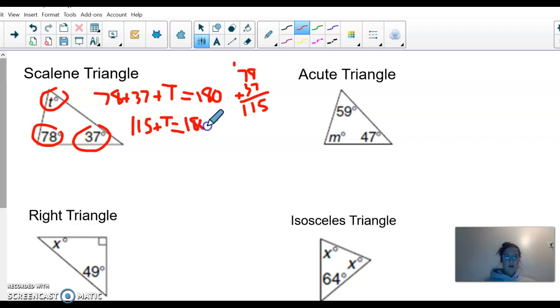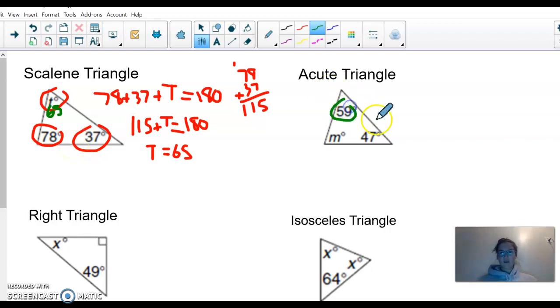And then you subtract 115 from both sides, and you get t equals 65 degrees. So you know this missing angle is 65. To double check, you just have to add up all three angles and make sure it's 180.